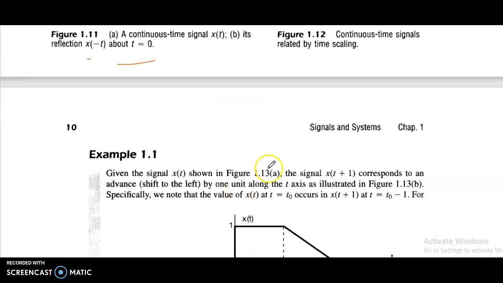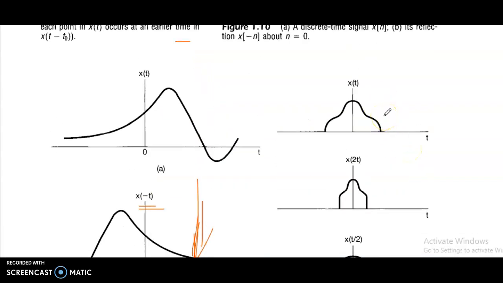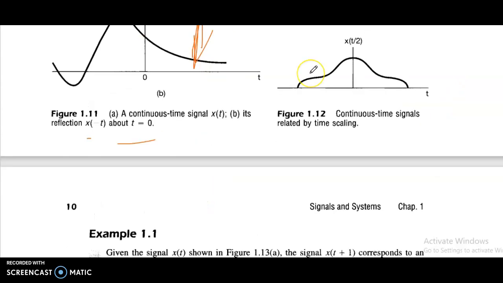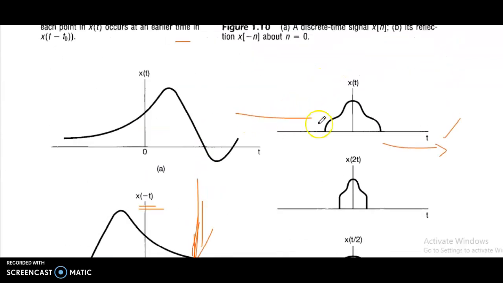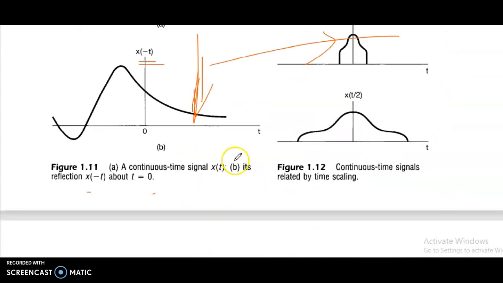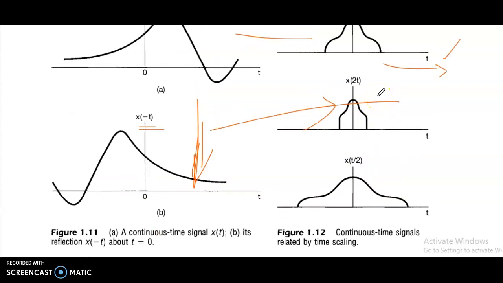Here, continuous time signals related by time scaling. Here, x of t, the height is the x of t. Here, time also changes, but x of 2t. Continuous signals related by time scaling. Here, t by 2. Here, 2t.